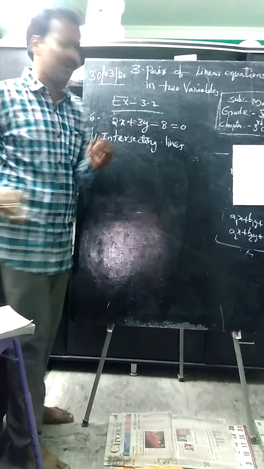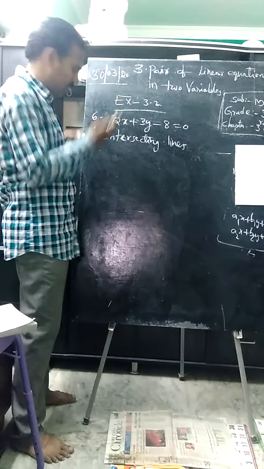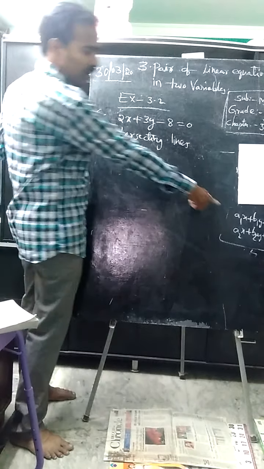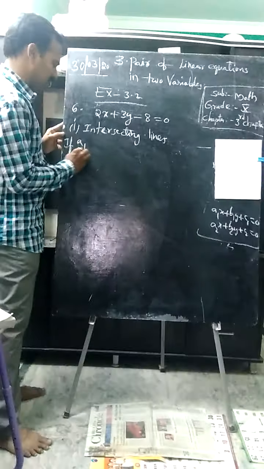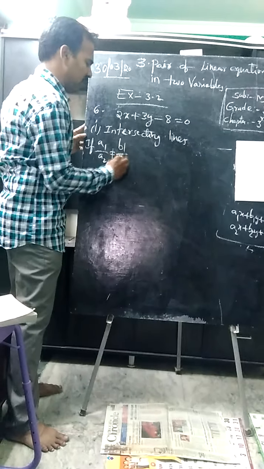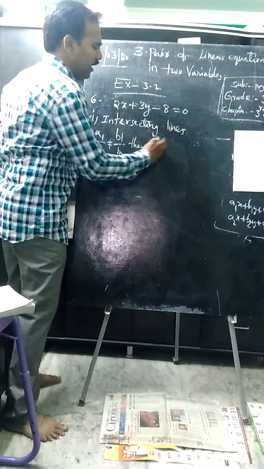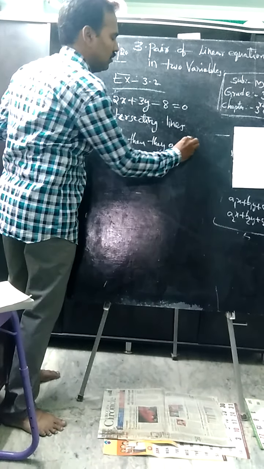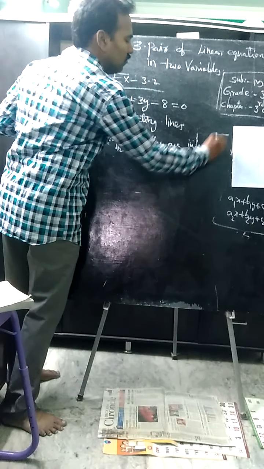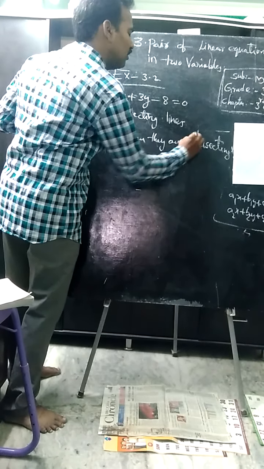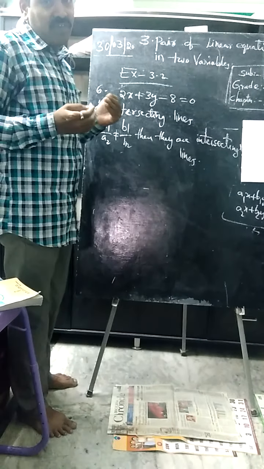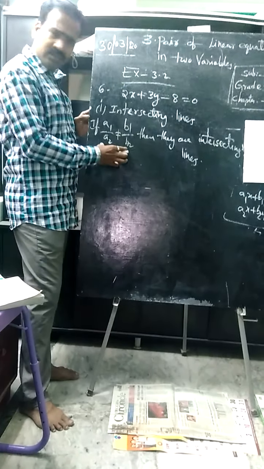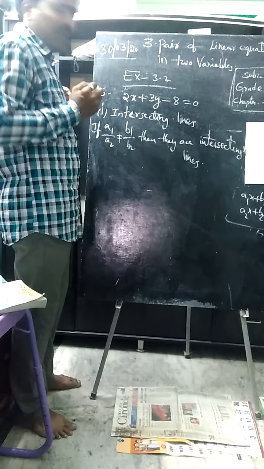Actually, you learned this in an earlier class. What is the condition for intersecting lines? If two lines are in the form a1x plus b1y plus c1 equal to 0, and a2x plus b2y plus c2 equal to 0, if a1 by a2 is not equal to b1 by b2, then they are intersecting lines. So you frame one more new equation on your own which satisfies this condition. The choice is yours, but I am framing it like this.